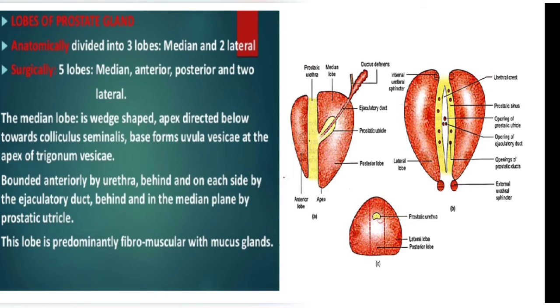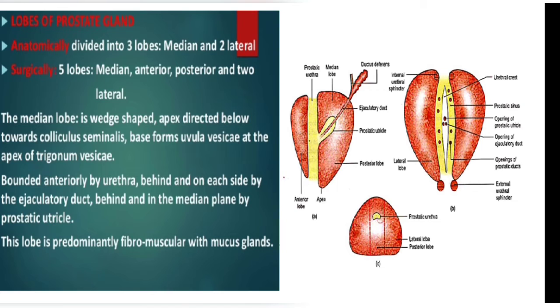Lobes of the prostate gland: anatomically divided into 3 lobes, median and 2 lateral. Surgically 5 lobes: median, anterior, posterior and 2 lateral. The median lobe is wedge shaped, with its apex directed below towards the colliculus seminalis.